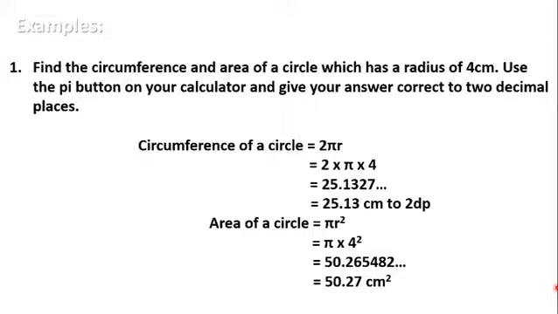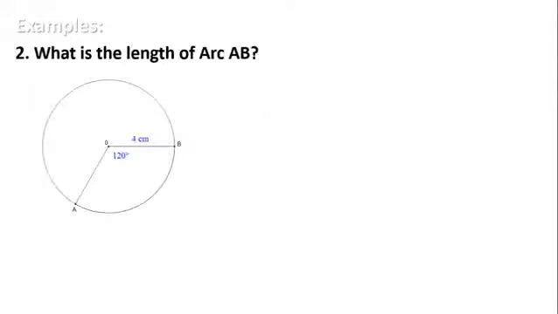Now we'll go to example 2, and here we have a diagram on our screen, and the question says what is the length of the arc AB. So we have an arc right here, from A to B, and we have to find the length of that arc. Now of course we have these radii from the center of the circle to A, and then from the center of the circle to B as well. And then the radius is 4 centimeters, like we can see right here.